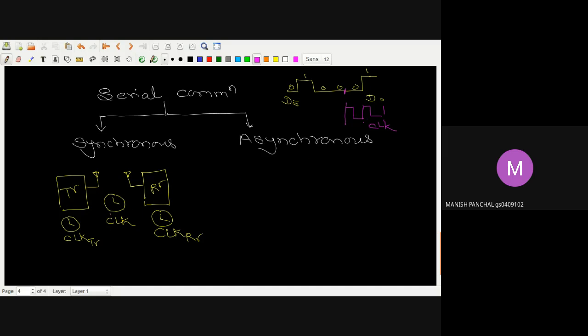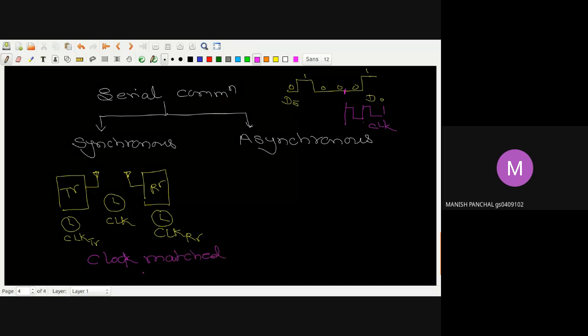But the important issue is that whatever I have drawn here, both the clocks, the transmitter and receiver clock, should be synchronous with each other. So clock matching is very important in this case. If both the clocks are matched, then I will call that type of communication synchronous communication. It is not that the transmitter sends at some other clock frequency and the receiver receives at some other clock frequency. So this is not the case.